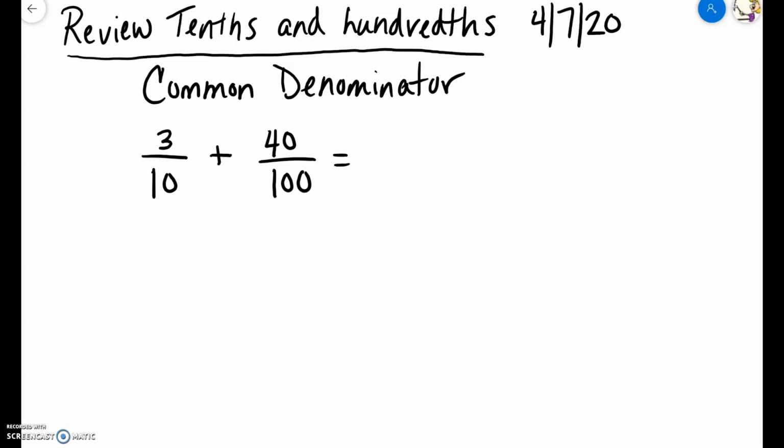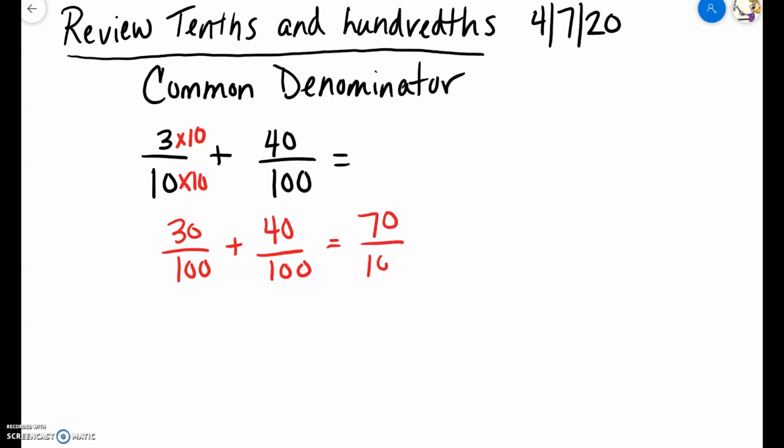So in order to get that common denominator, we know that 10 times 10 will give us 100. And you have to remember that we do it to the numerator and the denominator. So we end up with 30 over 100 plus 40 over 100, which would be 70 over 100. Some of you are telling me the answer is 43 over 100. You're just adding them originally. We cannot do that because the tenths are bigger pieces. So they all have to be the same size, always.